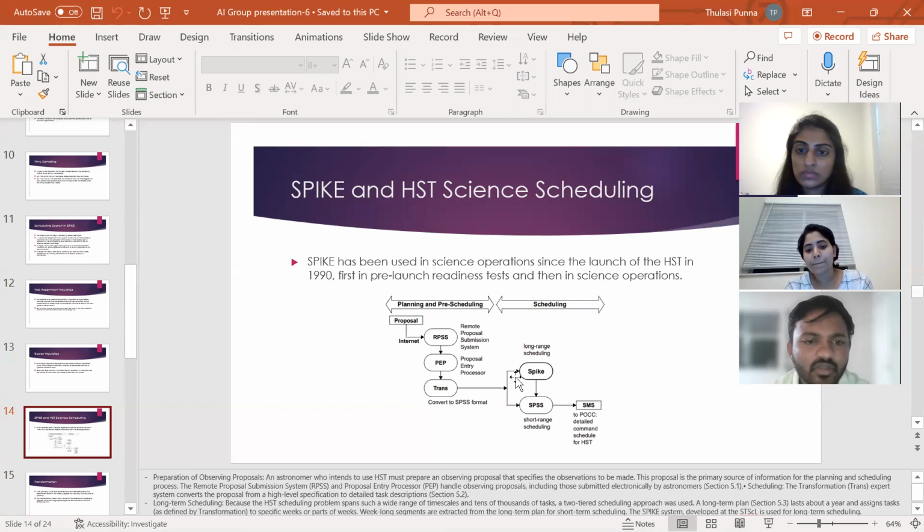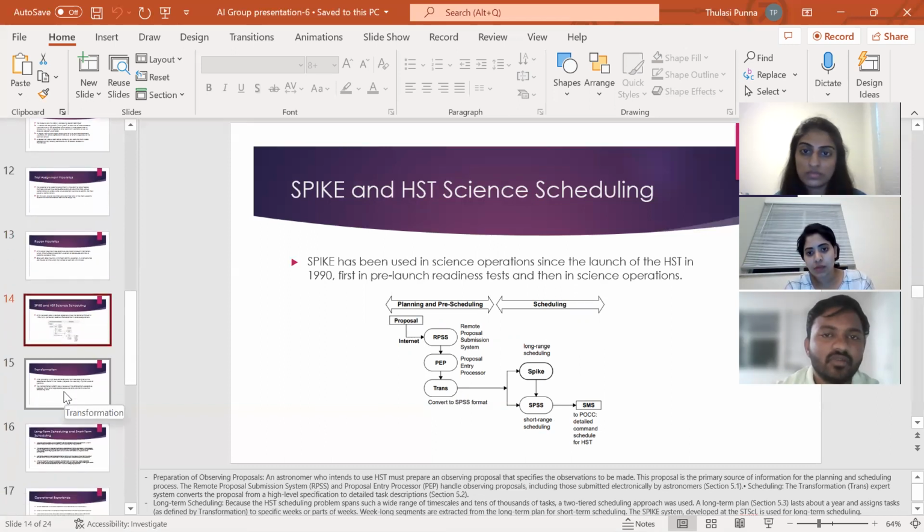In long-term scheduling, because the HST scheduling problem spans such a wide range of timescales and tens of thousands of tasks, the two-tier scheduling approach was used. SPIKE has been specifically used in science operations since the launch of HST in the early 1990s, and it was used in pre-launch readiness tests, and this is science operations.